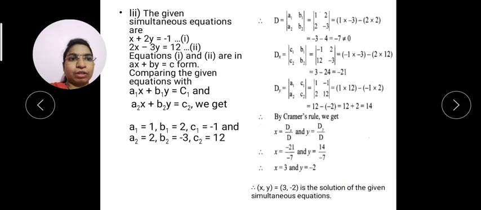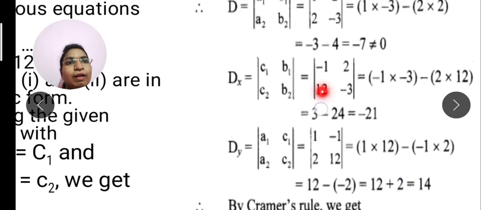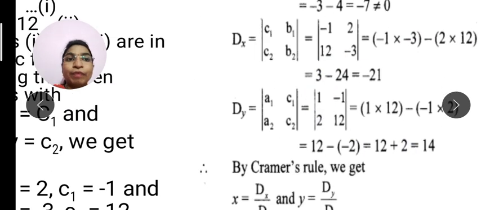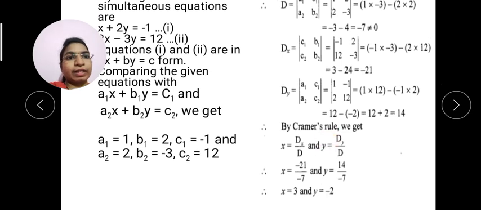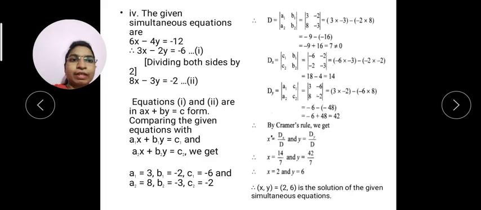Now the third question, same way, compare with the general form. After comparing with the general form, note down the values of a1, a2, b1, b2 and c1, c2. After that, use the formula to find d, dx and dy. How to find it? In the last two periods I taught you, I explained how to find it. So d, dx and dy you have to find by using the formula. After getting the values of d, dx and dy, by the Cramer's rule you will get the values of x and y, and that is the solution of the given simultaneous equation.